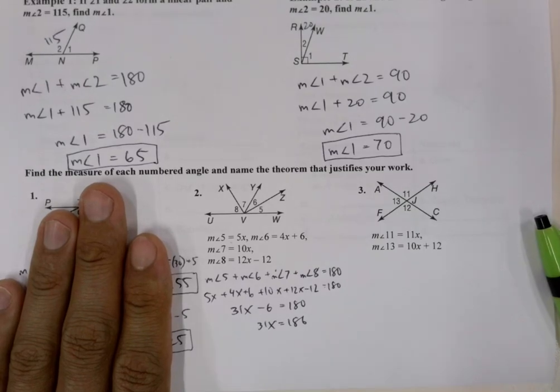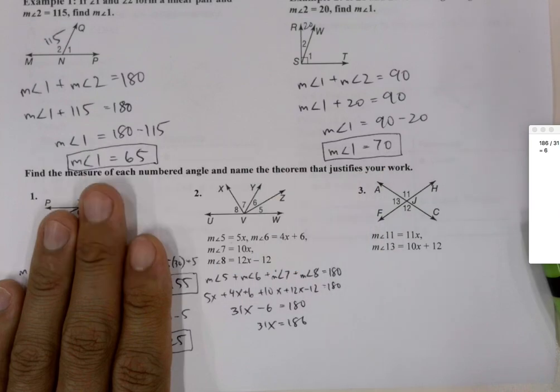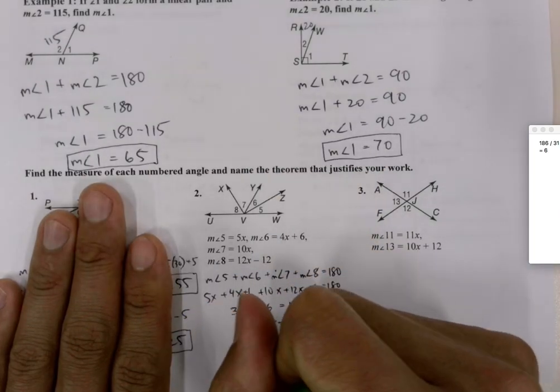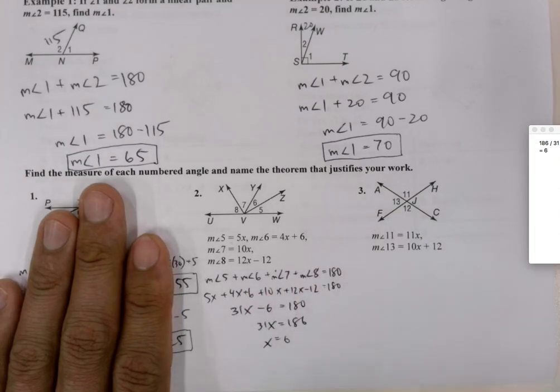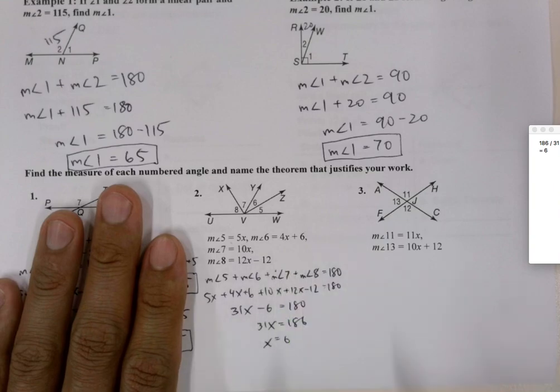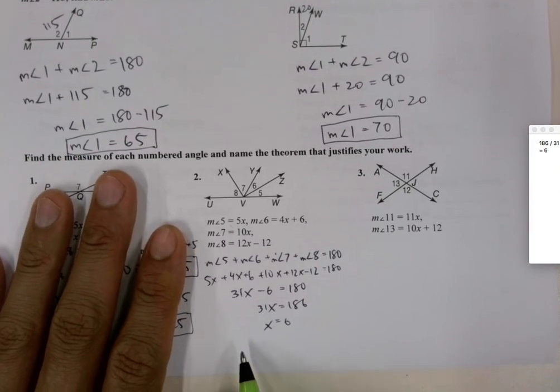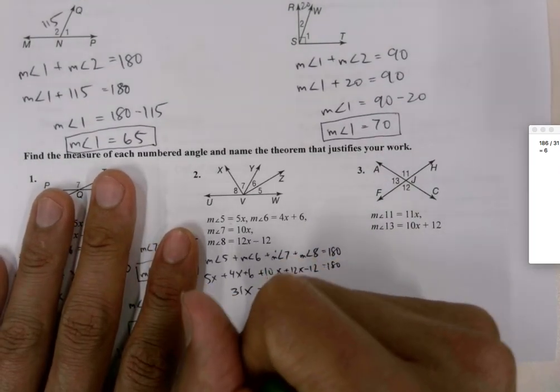Now I am going to need a calculator. So I have 186 divided by 31 is 6. Okay, so then my x is equal to 6. And now I need to find all of my angle measures, right, by substituting in 6 for x. And so I'm not going to do that work down here. I'm just going to go ahead and write down supplementary angles theorem.